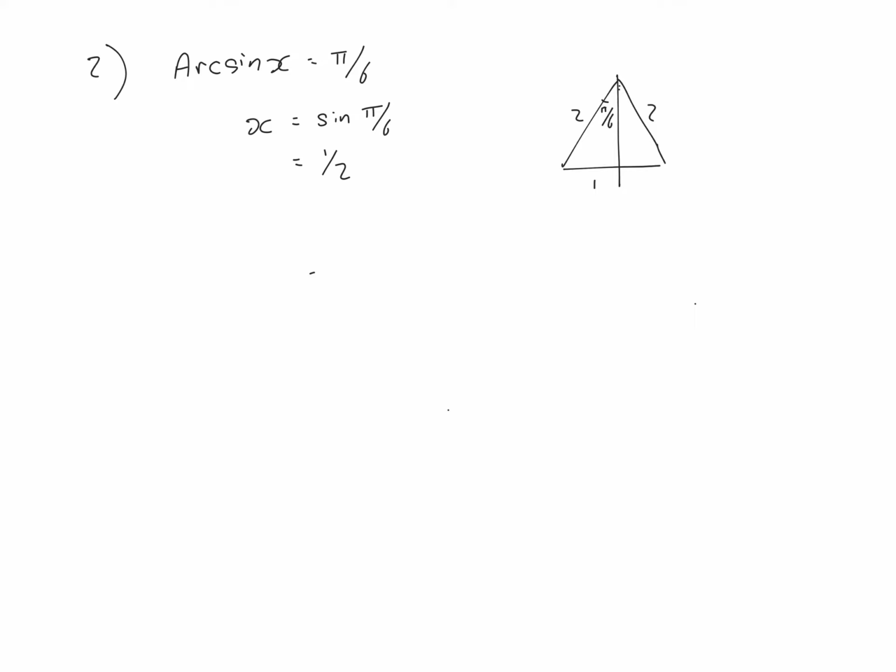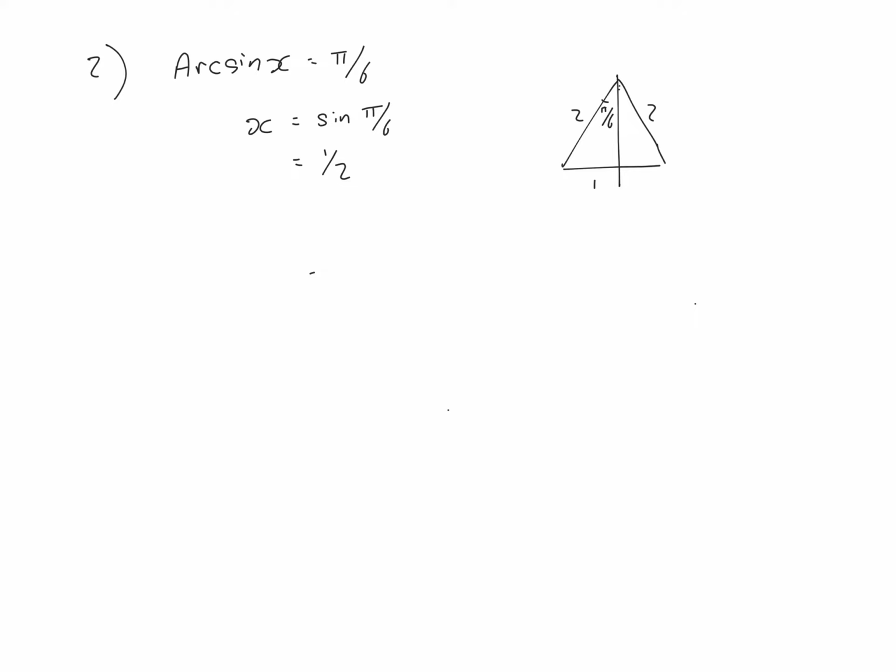Okay, so question 2. Given that arcsine x equals pi by 6, so x equals sine of pi by 6, which I can either use with my calculator, or I know that there's pi by 6 in this triangle, 2, 2, 1. So sine of pi by 6 is a half, or I can just use my calculator to do that.